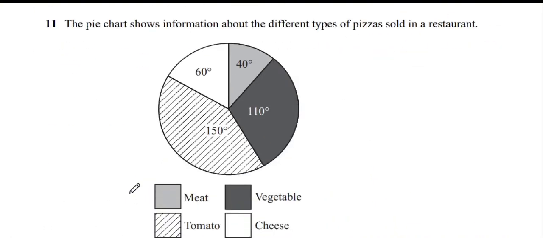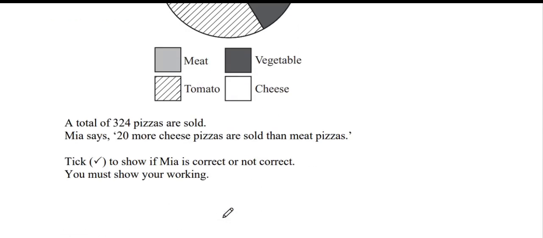Okay, we have a question on pie chart. It says a pie chart shows the information about different sizes of pizzas sold in a restaurant. We have meat pizza, 40 degrees, tomato pizza, 150 degrees, vegetable pizza, 110 degrees, and cheese pizza, 60 degrees. They now say that a total of 324 pizzas were sold. Mia says 20 more cheese pizzas are sold than meat pizza. Tick to show if Mia is correct or not correct. You must show your working.